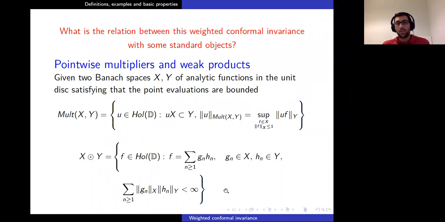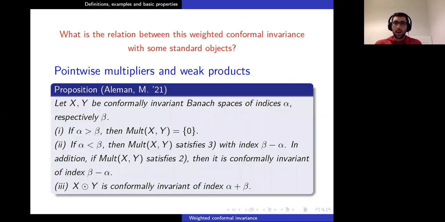So what is the relation between our invariance and these spaces? If we consider a conformal invariant space of index alpha, X, and a conformal invariant space of index beta, Y, then if alpha is greater than beta, this space of pointwise multipliers from X to Y is trivial. On the other hand, if alpha is less than beta, then this space of pointwise multipliers satisfies property 3 with index beta minus alpha. What is the problem here?